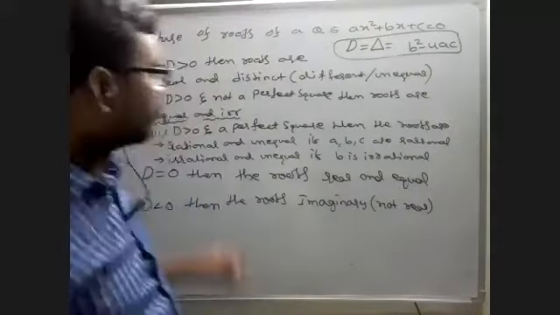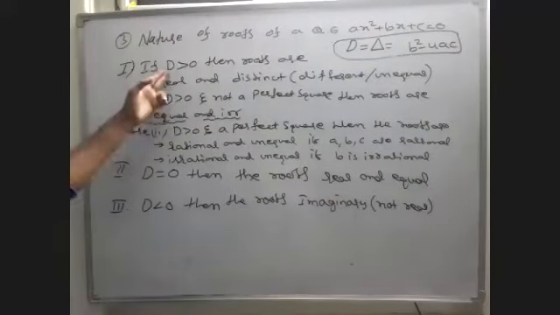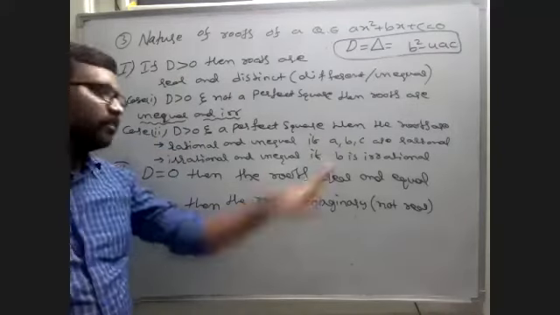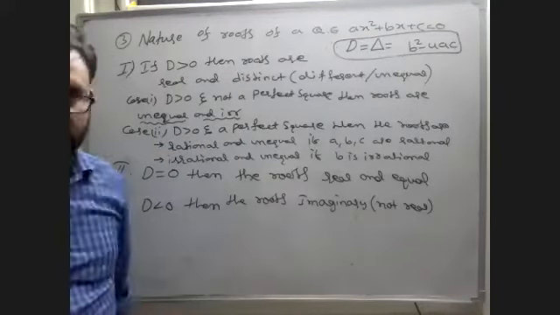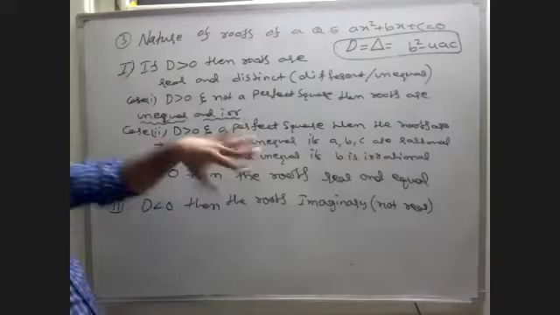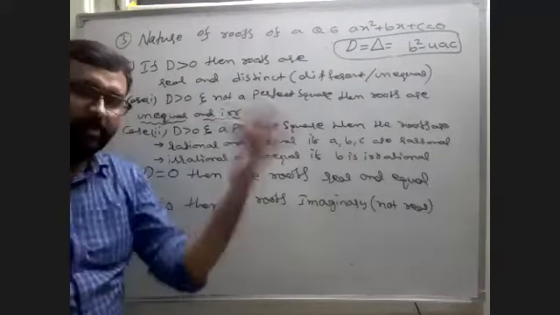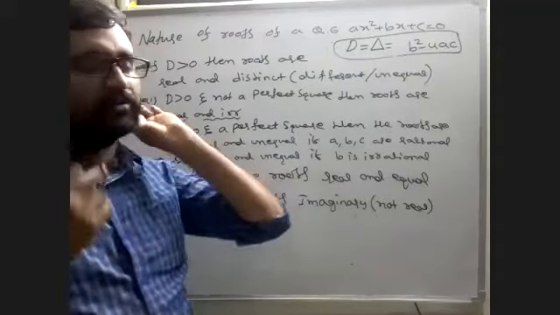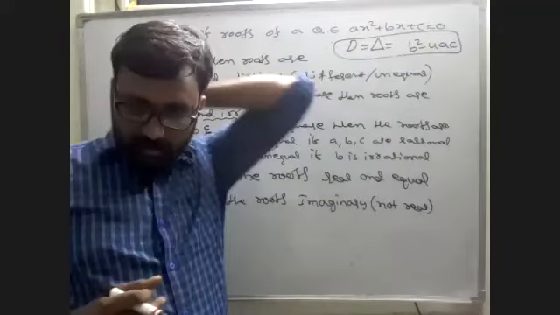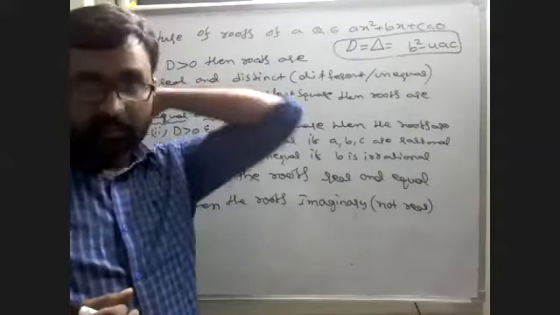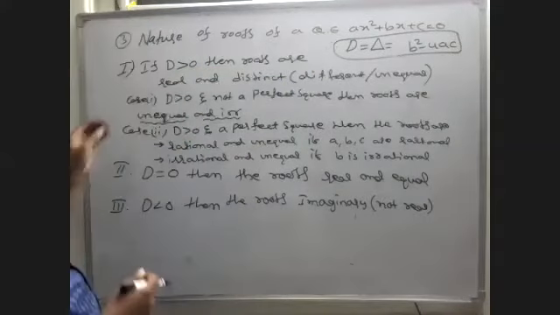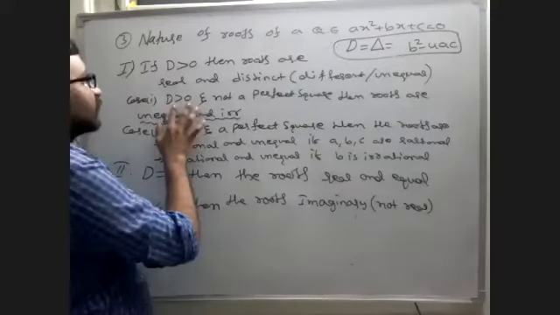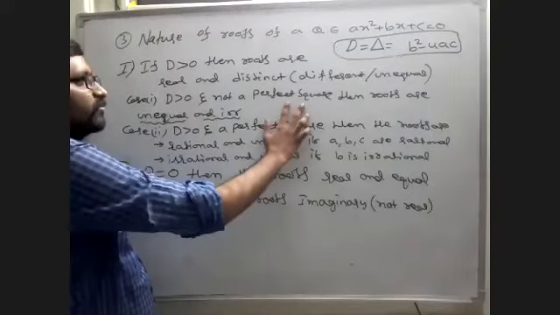Once again, see: delta greater than 0, real and distinct. Delta equal to 0, real and equal. Delta less than 0, imaginary. And in real, we have different types: rational, irrational, perfect squares, not perfect squares. Depending on those numbers, we have two more cases, that is, delta greater than 0, perfect square, and not a perfect square.